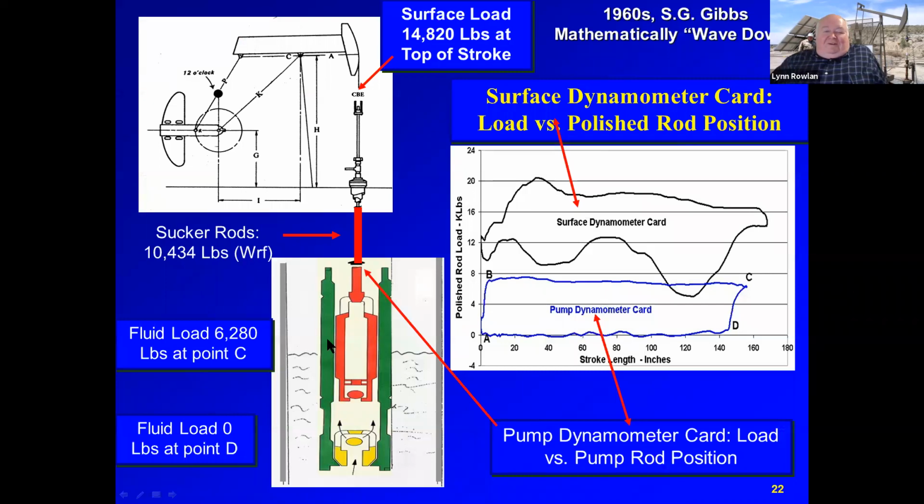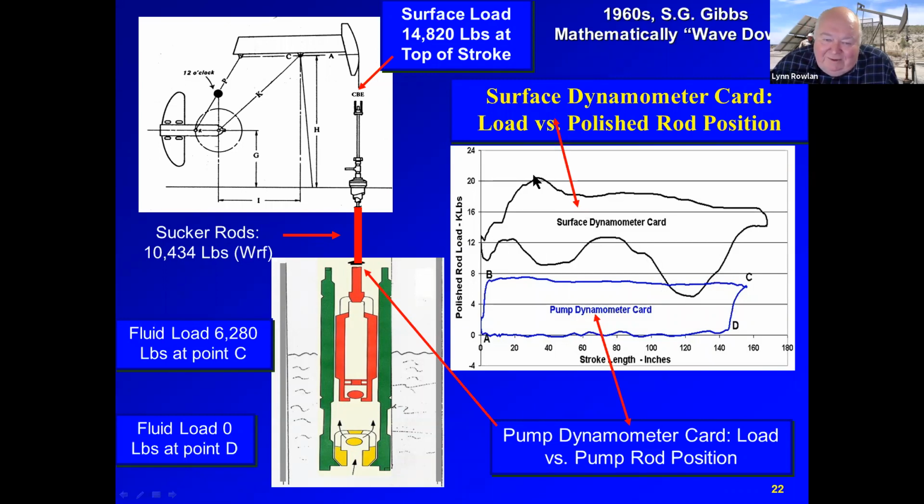So this is kind of an interesting picture, because what we're trying to show here is this figure, which we call the surface dynamometer card, and it is measured with some type of load cell attached to the rod string, the polished rod transducer or horseshoe load cell. And so this is inches of stroke along this way. And so here's our upstroke right here. And then here's our downstroke.